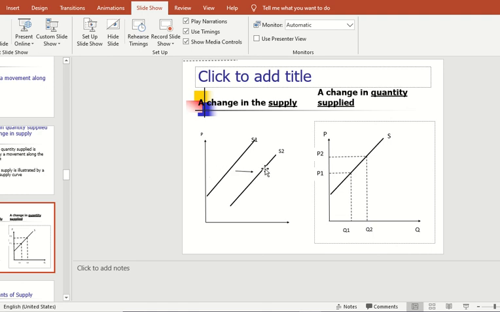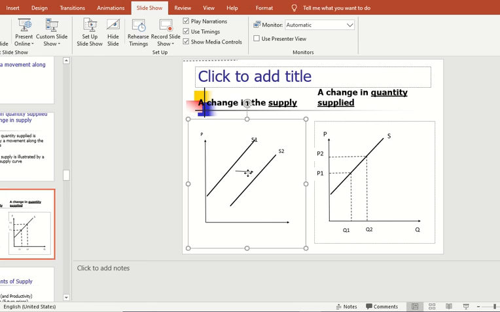A change in supply, on the other hand, is not caused by a change in the price. As you can see, if you keep the price constant, we will still see the quantity supply increase, and it applies to every single price level. We call this an increase in supply, a rightward shift. So that's the difference between a change in supply and a change in quantity supply.